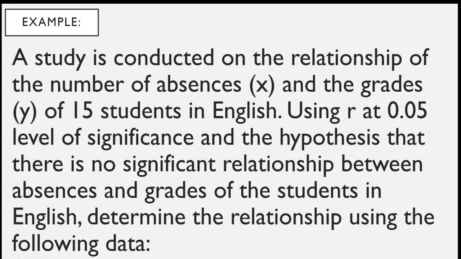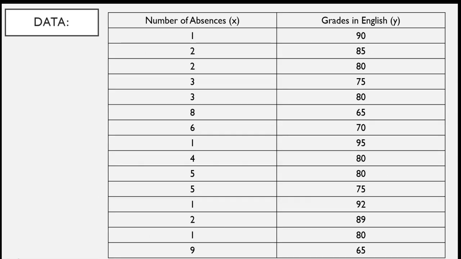Now let's proceed to our example. A study is conducted on the relationship of the number of absences, x, and the grades, that is the y, of 15 students in English. Using r at 0.05 level of significance and the hypothesis that there is no significant relationship between absences and grades of the students in English, determine the relationship using the following data. You have here the data of the 15 students, and the number of absences represents the variable x, and the grades in English represents the variable y.